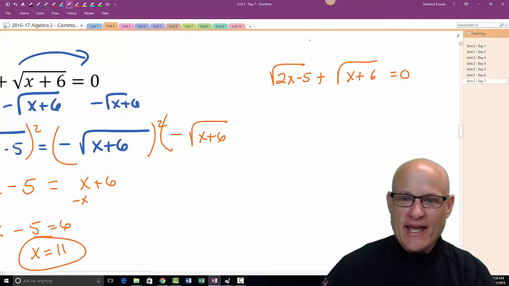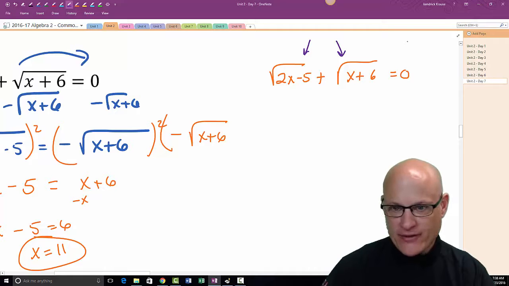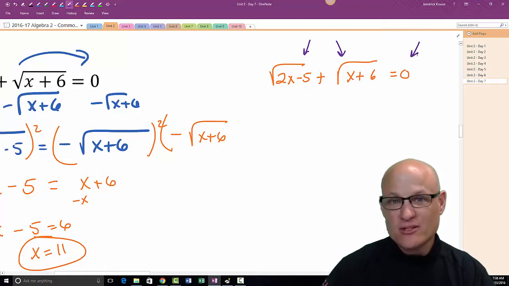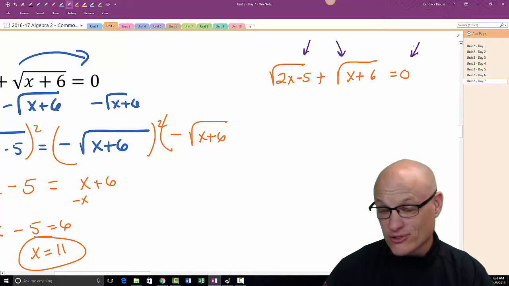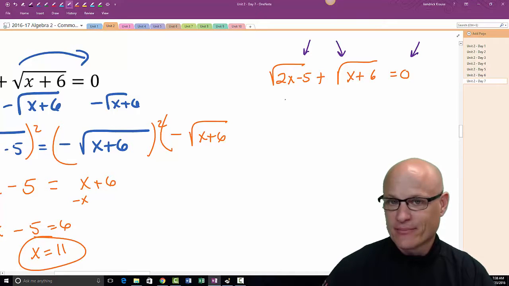We are going to add two things that have to be positive together and get 0. The only way to add two things that are positive to get 0 is if they're both 0. Then they wouldn't be positive, they'd just be 0. So this doesn't make any sense. Something's not right here. So let's see, we're going to plug in 11.